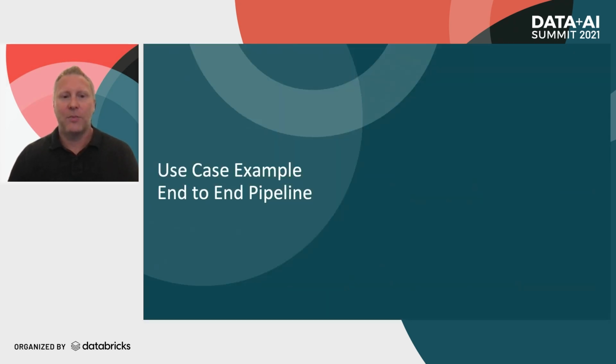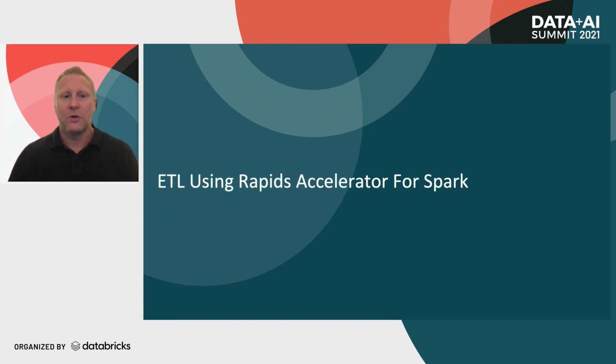Okay, a use case example in an end-to-end pipeline. I'm going to give you an overview of a couple of components I'm using in this first, and then I'll go into detail and give a demo of this. So the ETL using the Rapids Accelerator for Spark. On the ETL side, I'm going to give you a brief introduction to something else at NVIDIA we've been working on, which is the Rapids Accelerator for Spark.